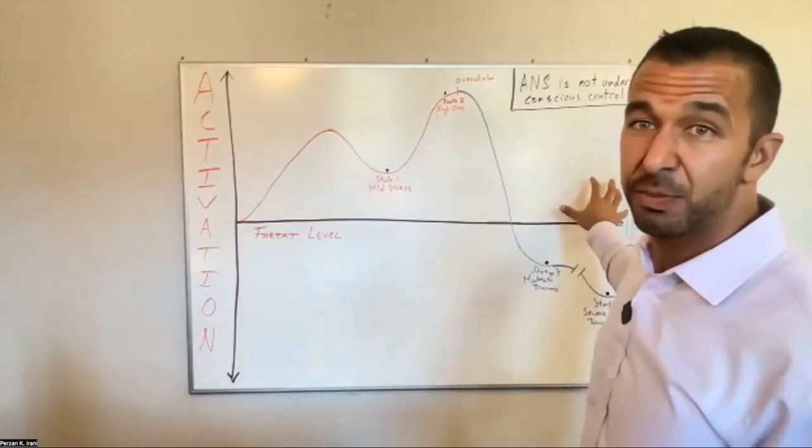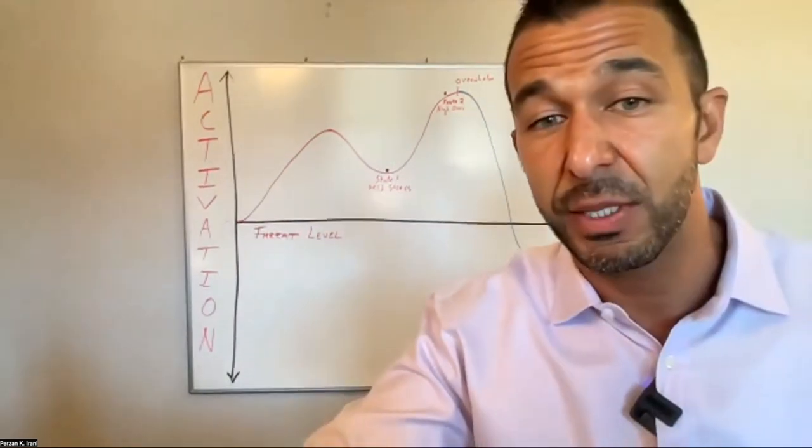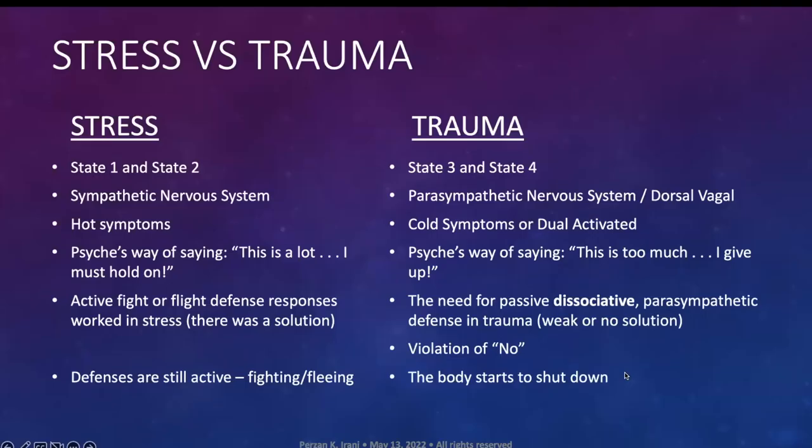This is trauma response versus stress response. What are the differences between stress and trauma? Stress is state one and two. Trauma is state three and four. These are responses from the autonomic nervous system, which again is not under our conscious control. Stress is the sympathetic nervous system. Trauma is parasympathetic, or the dorsal vagal system. Stress involves hot symptoms. Trauma is cold symptoms or dual activated, so it's hot covered by the cold.